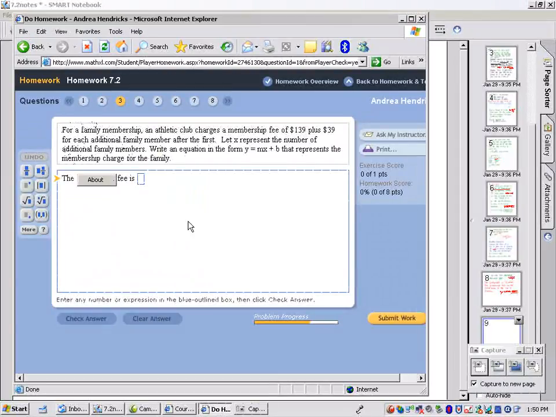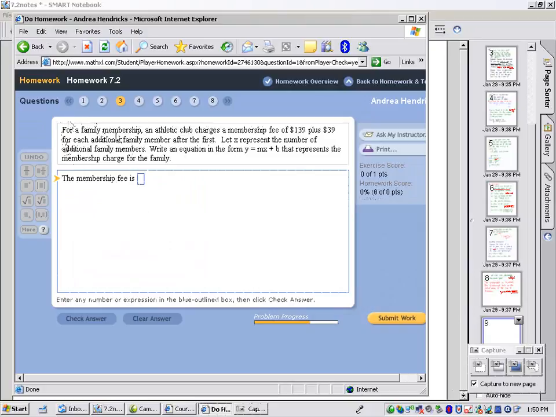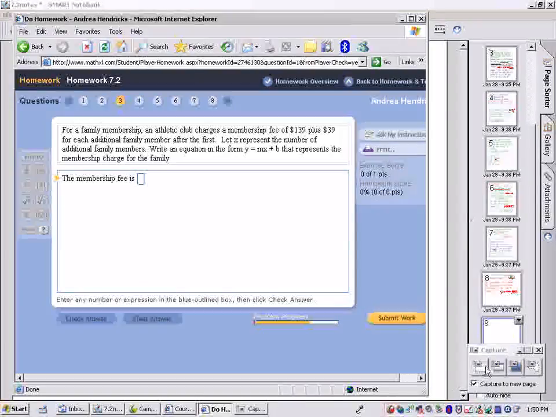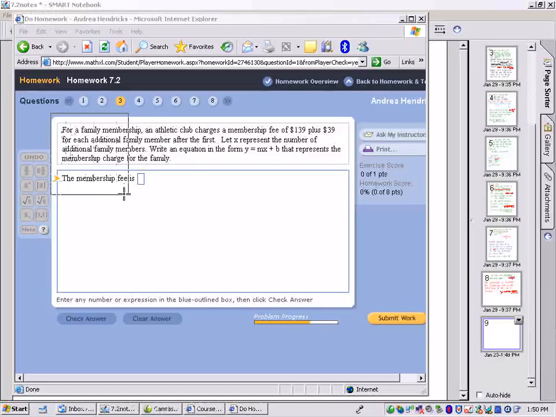Oops. If I can do that. Let me see here. Okay, it's not wanting to capture this. Try it one more time. Apologize for that. Okay.